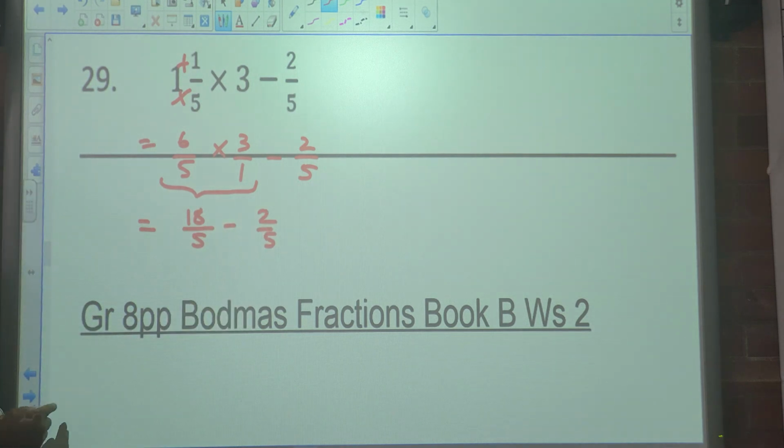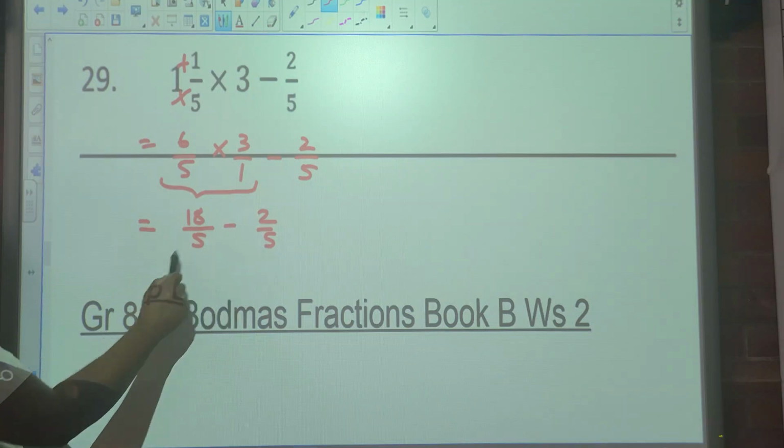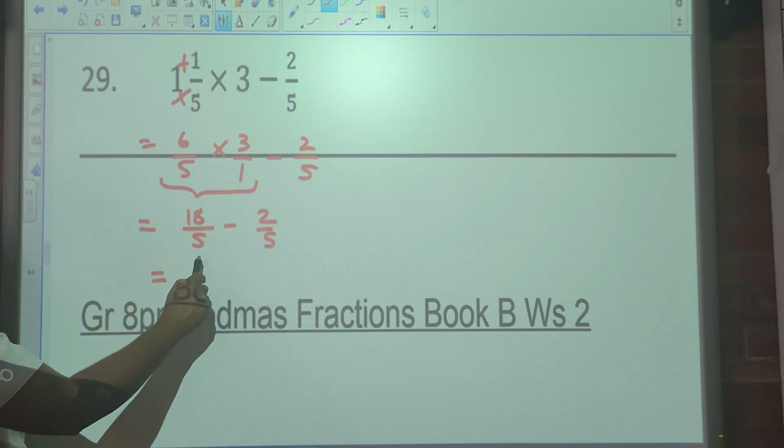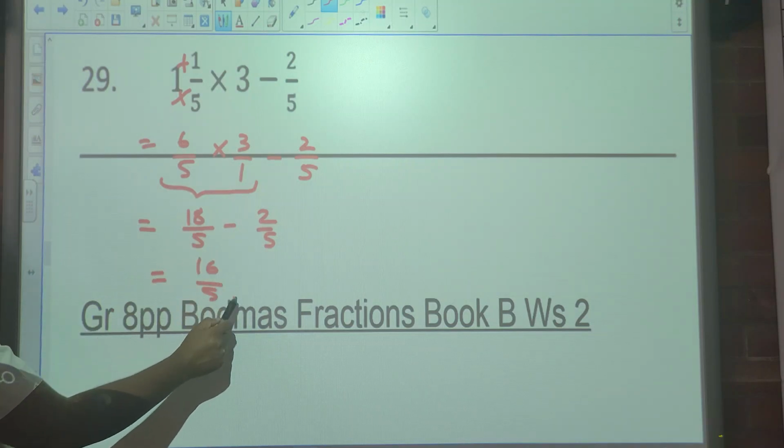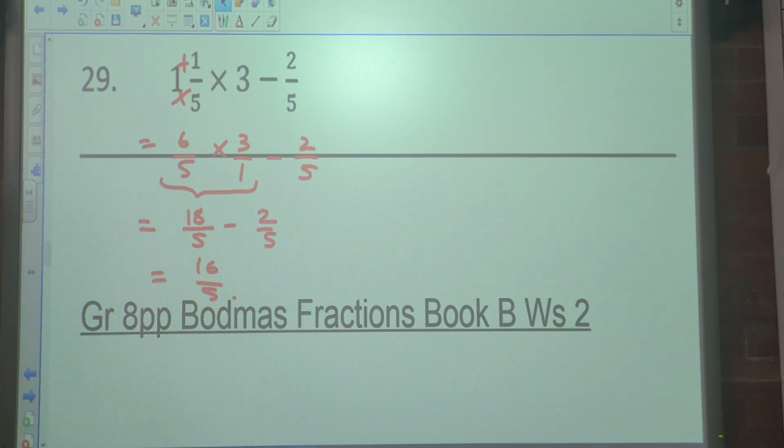What do you notice here? So already the same. So 18 minus 2 is 16 over 5. Or 3 and... okay. Any confusion at this point?